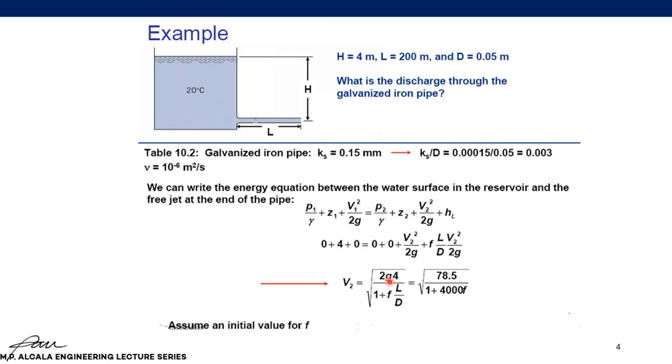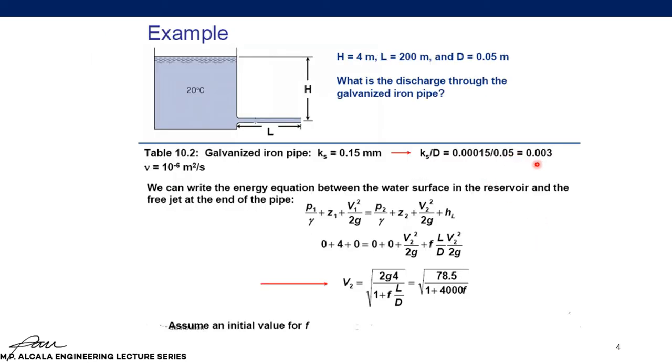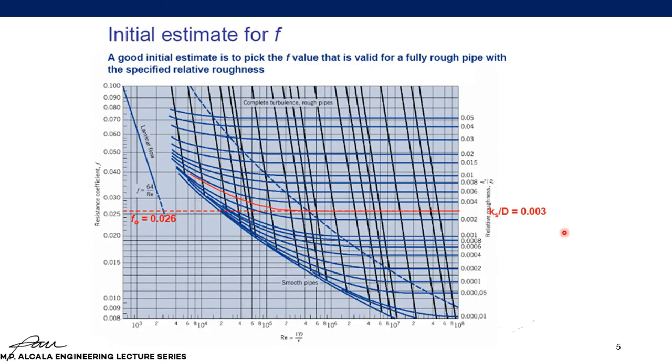We are to assume an initial value for f. So here's the crucial part: assume an initial value for f. How will you approach that? Here is a good estimate. A good initial estimate is to pick the friction factor that is valid for a fully rough pipe with the specified relative roughness. The relative roughness is 0.003, which came from here. So assume a friction factor equivalent to that, very straightforward, approximately 0.026.